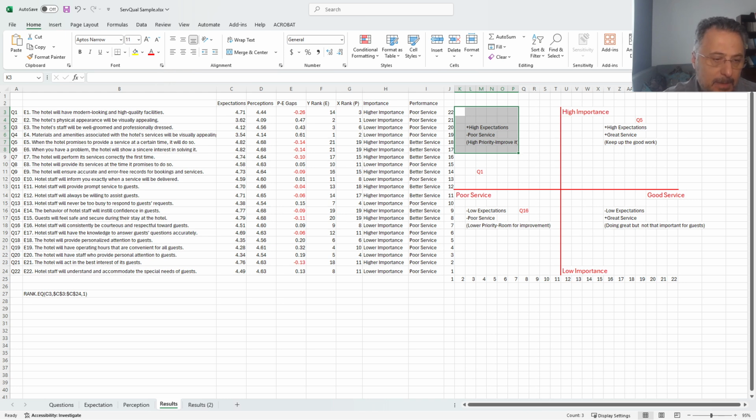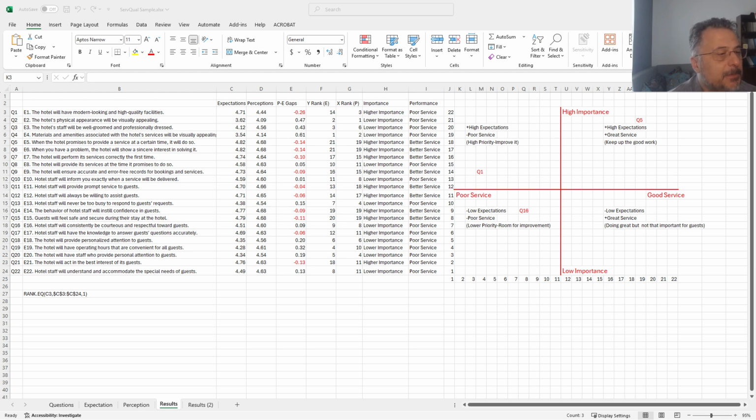So let me talk just a little bit about each of the points. Now, for example, question 1, modern looking and high quality facilities, were expected at 4.71. But the perception was 4.44, fell short, indicating poor service. The hotel physical appearance exceeded expectation, 3.62 expected versus 4.09 perceived. But it is of lower importance, which suggests that it had little impact on overall satisfaction.